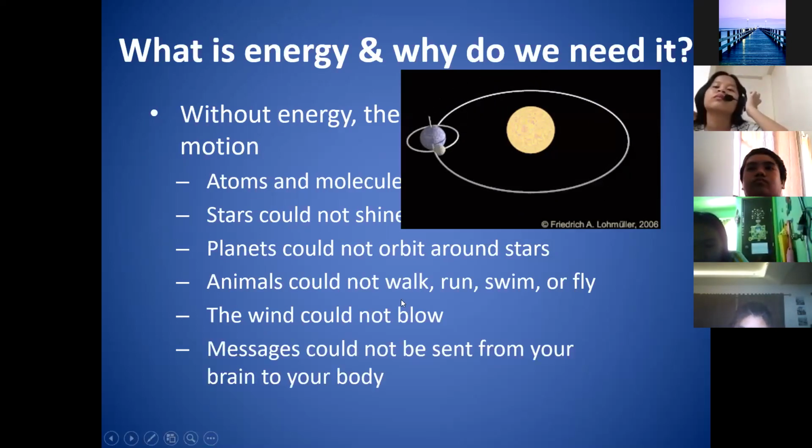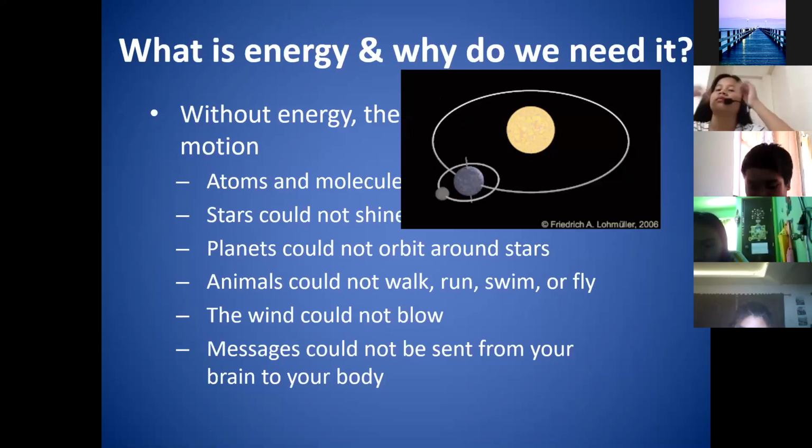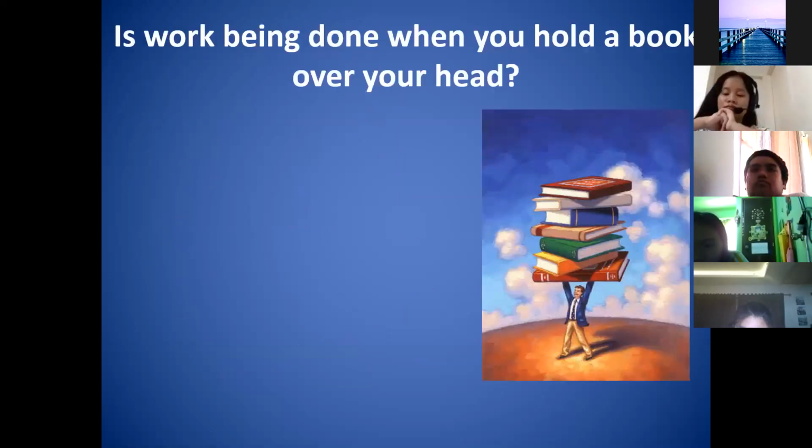Okay, so messages as well could not be sent without the energy from your brain. So there's an example, class. You're holding the book over your head. Did you do work here? First question, did you exert energy upon holding the book over your head? The answer is yes. Without the energy, you cannot lift the book over your head.